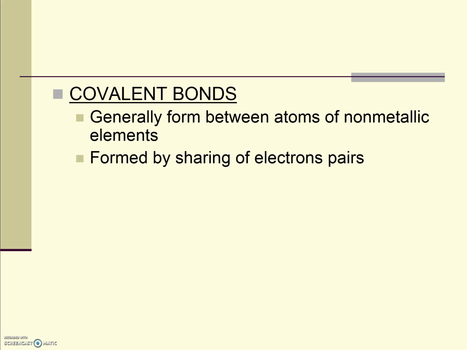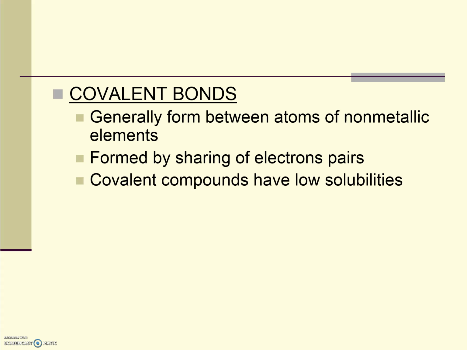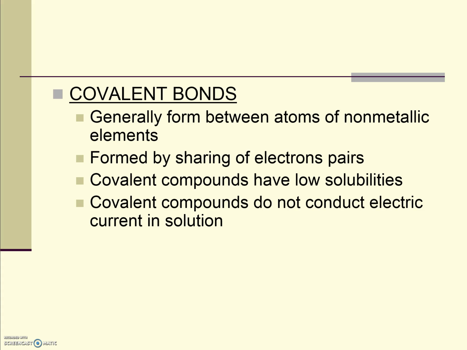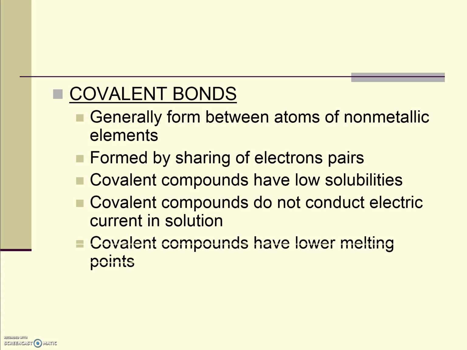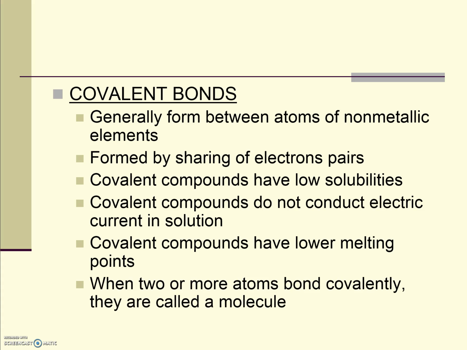They share electron pairs. Some of their properties are they have low solubilities. They do not conduct electric current in solution. They have lower melting points. And when atoms bond covalently, we refer to them as a molecule. So when the whole formula is together, when we have something like carbon dioxide, CO2, we're going to refer to that as a CO2 molecule.